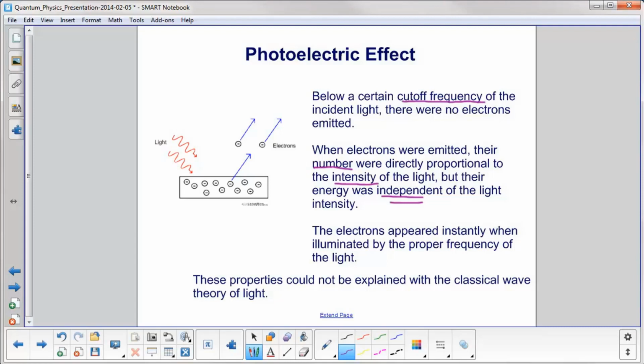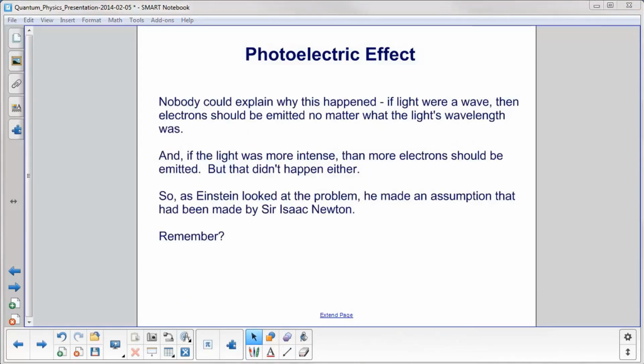These properties could not be explained with the classical wave theory of light. Nobody could explain why this happened. If light were a wave, then these electrons should have been emitted no matter what the light's wavelength was. And if the light was more intense, then more electrons should have been emitted, again, according to the current electromagnetic theory. But that didn't happen either.